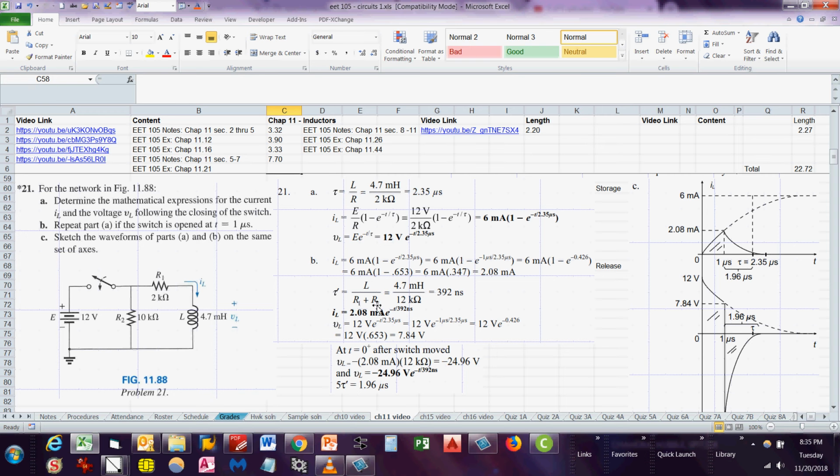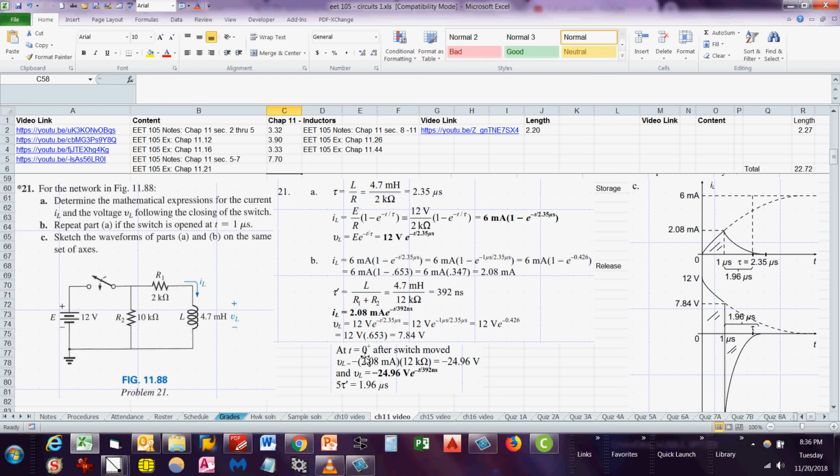So then this is the expression for IL in the release phase. This 2.08 milliamps, which came from here, times e to the minus t divided by 392 nanoseconds. And then to figure out what V sub L is, use this formula, which we figured out here, put in the 1 microsecond for t, and you get 7.84 volts. That was the voltage across V sub L when the switch was moved back into the open situation.